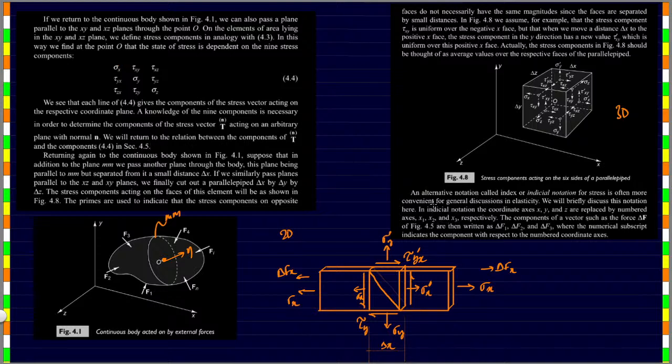So let's see. An alternate notation called index or indicial notation for stress is often more convenient for general discussions in elasticity. We will briefly discuss this notation here. In indicial notation, the coordinate axes x, y, and z are replaced by numbered axes x1, x2, and x3. So instead of using x, y, and z that we have used here, we will have to replace them with x1, x2, and x3. These kinds of notations will be easier to understand when we are programming it into computers. So the components of vectors such as the force delta F of figure 4.5 are then written as delta F1, delta F2, delta F3, where the numerical subscripts indicate the components with respect to the numbered coordinate axes. So F1 will be acting on x1, F2 will be acting on x2, F3 will be acting on x3. So this is the convention we are using here.